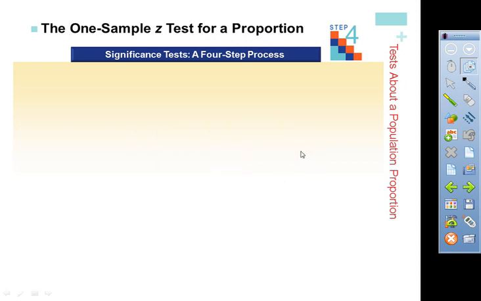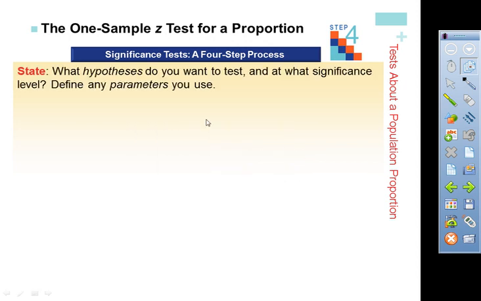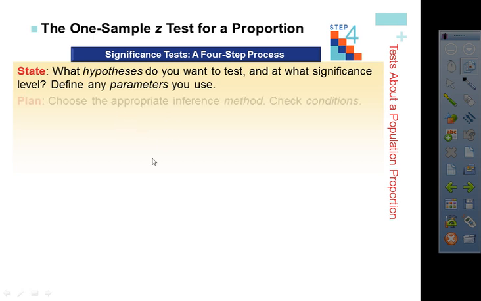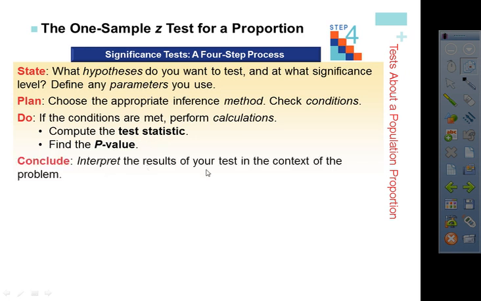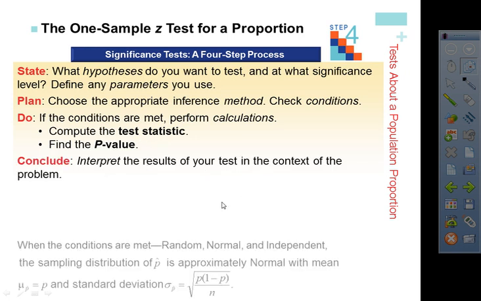All right, so here's our 4-step process for a significance test. Again, you're going to state the hypothesis test you want to do and the significance level. Notice the significance level has to be stated here. You also define the parameters you want to use, so your H0 and your alternative get done in the state step. Plan, this again is where you're going to check your conditions. If the conditions are met, perform your calculations. Get your test statistic, and then find the p-value after you have your test statistic. And then we're going to conclude your results in the context of the problem.